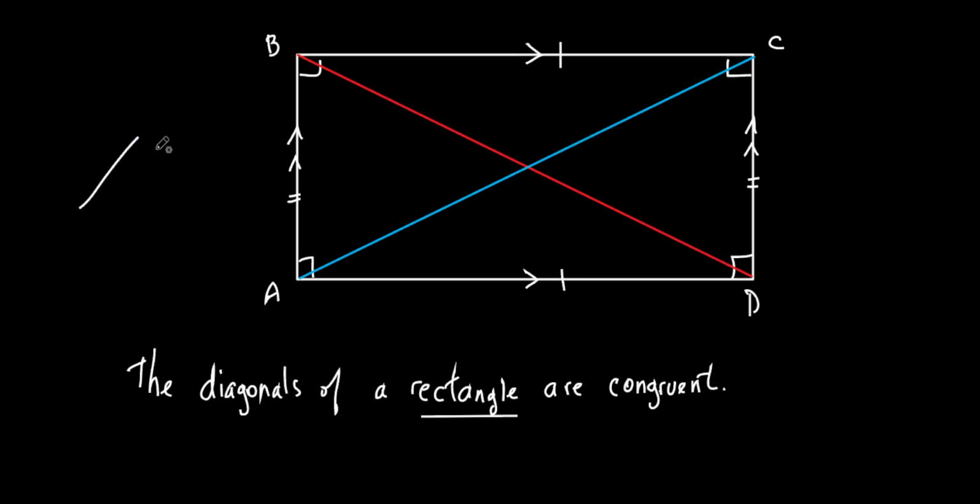If I just had an everyday parallelogram and I drew my diagonals, are those diagonals congruent to each other? No. Only when that parallelogram is a rectangle are the diagonals congruent to each other. All right, so that blue one and the red one are congruent. Instead of saying blue and red, you're not always going to be able to write in blue and red.